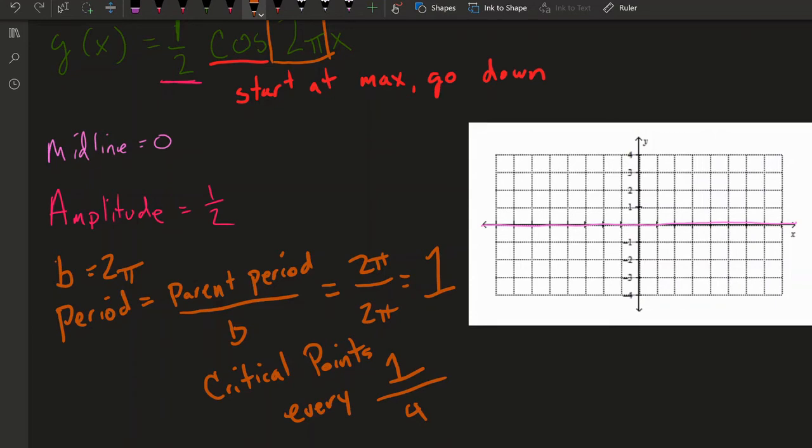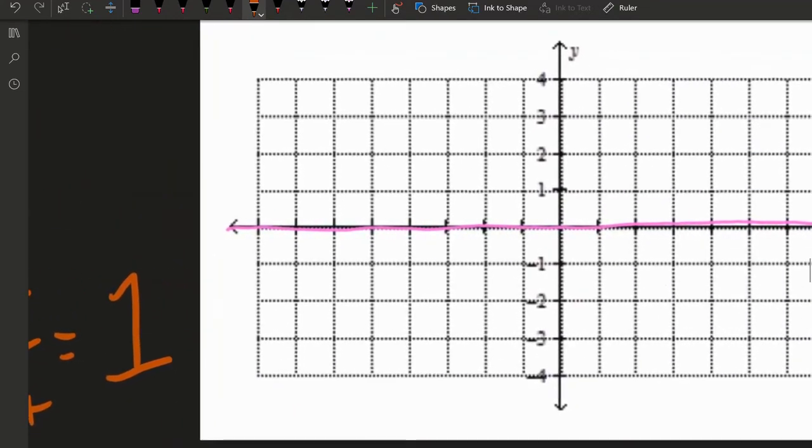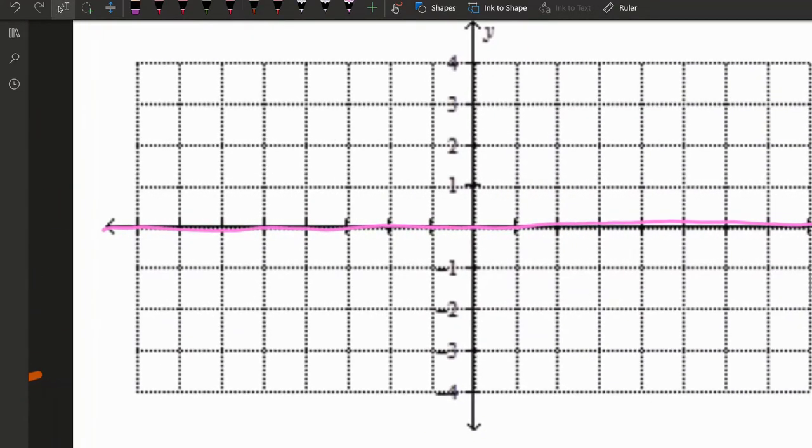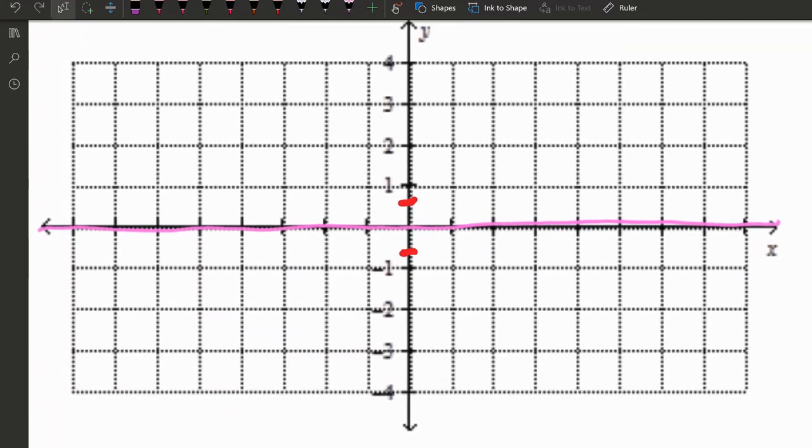Okay, so I'm going to go ahead and zoom in here. I know that my amplitude is only 1/2. So that means that right here and right here, that's my maximum and my minimum. I'm going to have a critical point every 1/4. So I'm just going to say that each of these lines is a 4th, just to make my life a little easier. So this is going to be 1/4, 2/4, 3/4, 1.